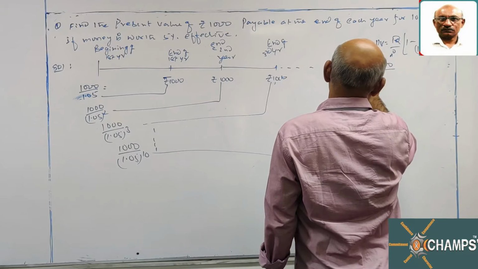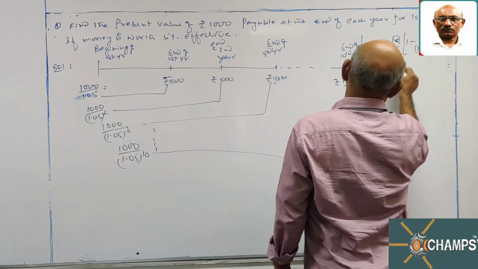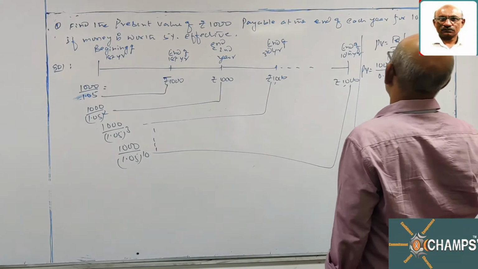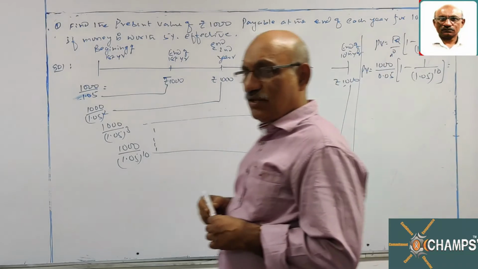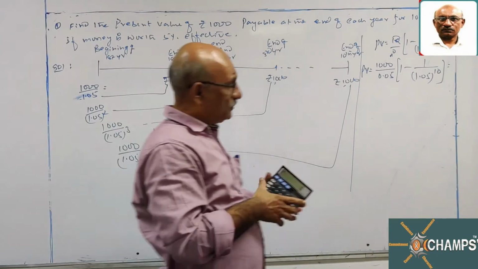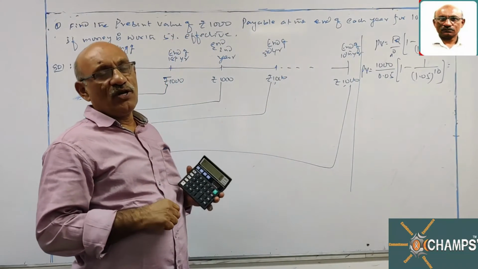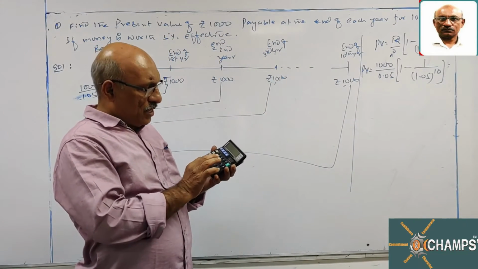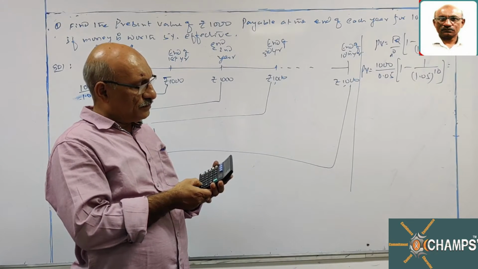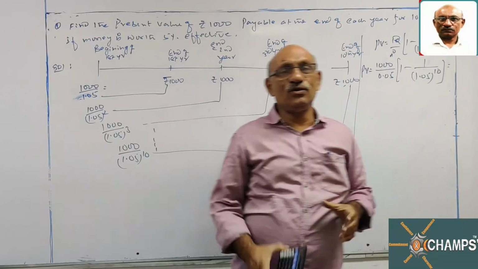1000 divided by 0.05, (1 minus 1 by 1.05 whole to the power of 10). Now sir, everything you can do on the calculator. First, 1.05 to the power 10. So raise 1.05 to the power 10, so the value 1.05 is raised to 10.